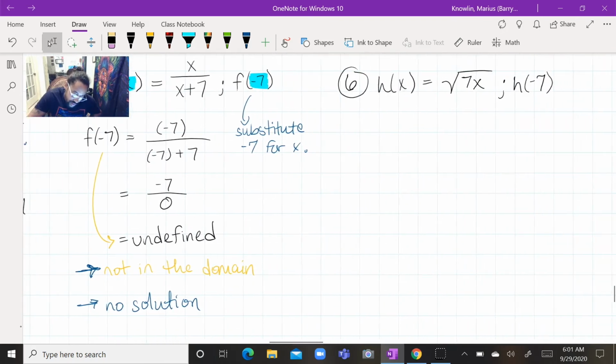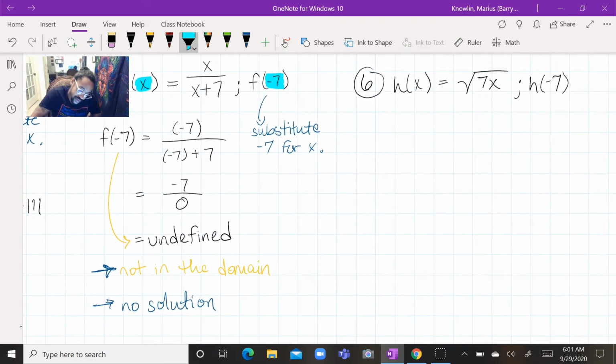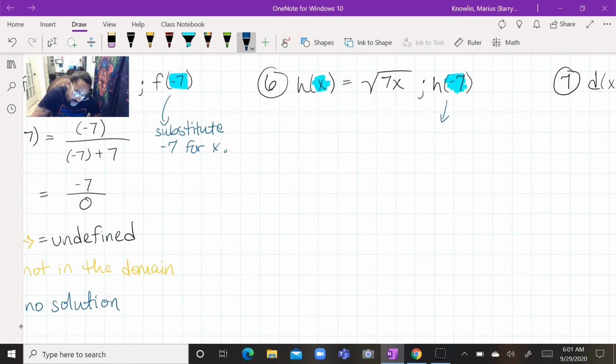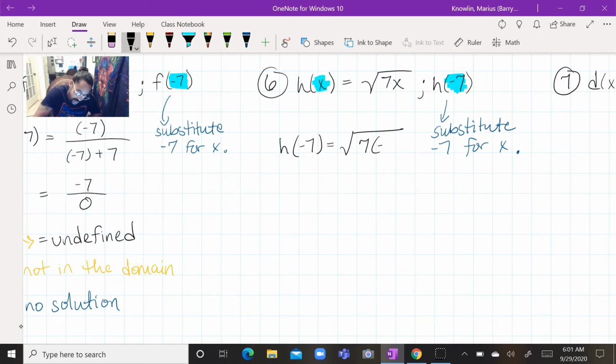Alright. Let's take a look at number 6. For number 6, they're asking us to replace x with negative 7 again. Okay? So, let's go ahead. We know that this means substitute negative 7 for x. And now when we work this one out, we're going to say h of negative 7 equals the square root of 7 times negative 7. When we evaluate that, we're going to get the square root of negative 49.